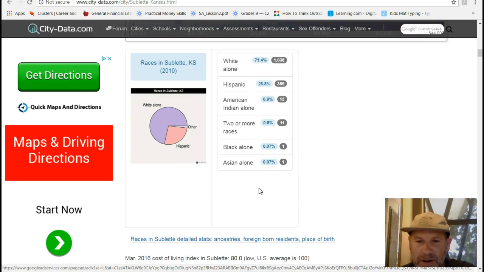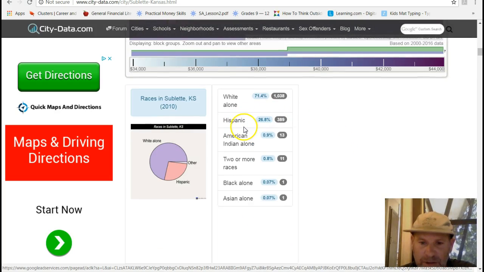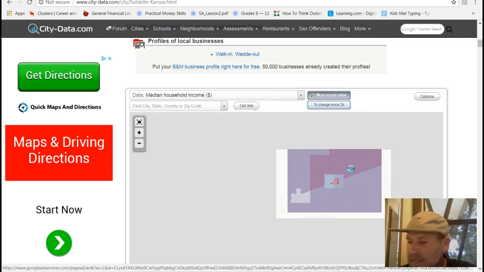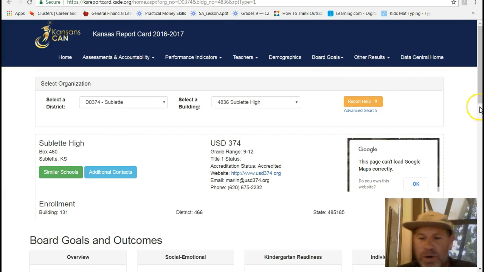And as far as other demographics, just to tell you, as far as the race demographics, white 71.4%, Hispanic 26.8%, and other, let's see, 0.9, 0.8, 0.07. We have an increasing Hispanic population, but most of all, of course, white population. Again, like I said, it's in the southwest corner of Kansas, about 30 miles north of Liberal, 30 miles south of Garden City, Kansas. So overall location is pretty good. We'll go on and go to the school demographics.